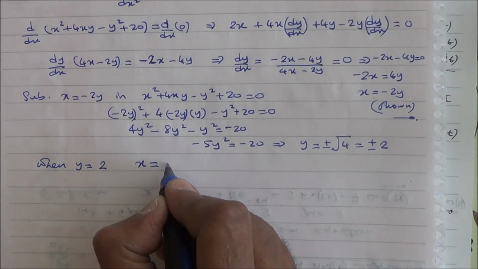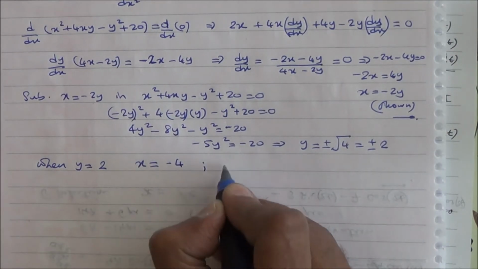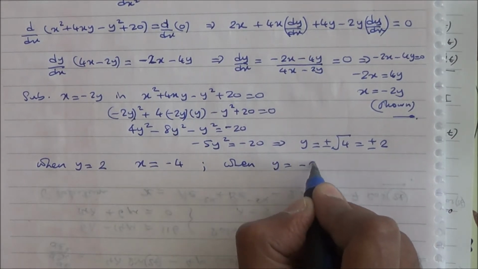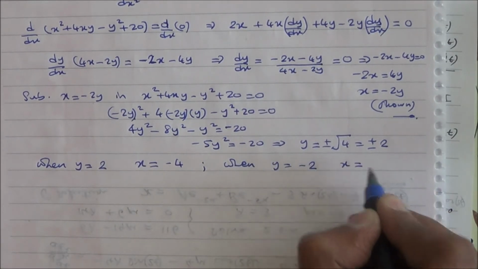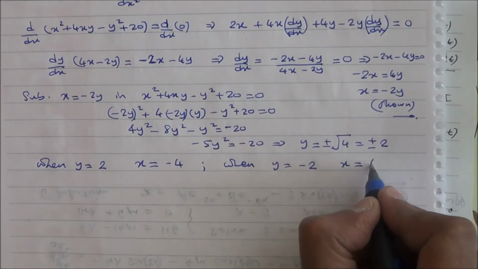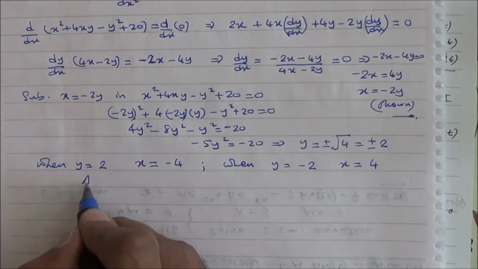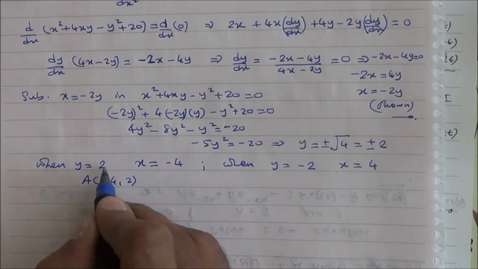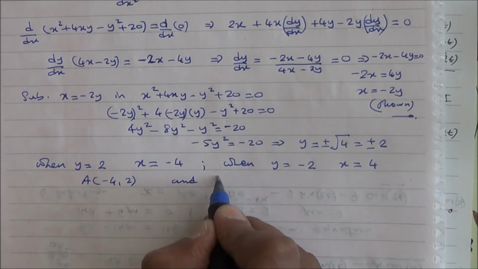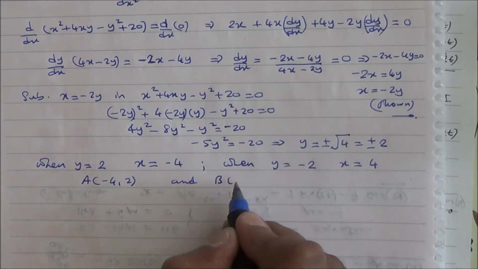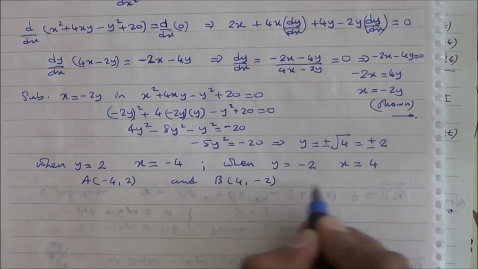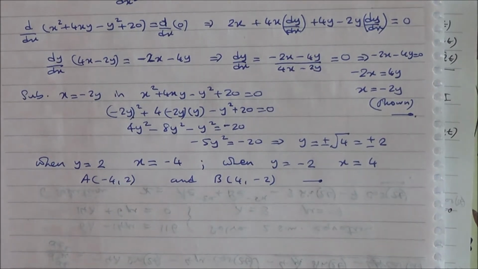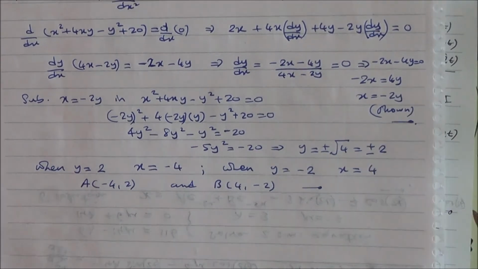So minus 2 times 2 is minus 4. Similarly, when y is equal to minus 2, x will equal minus 2 times minus 2, which is then 4. I may call this, if you want, A as being minus 4 and 2, and then I can have B as being 4 and minus 2. So these are the coordinates of the stationary points.